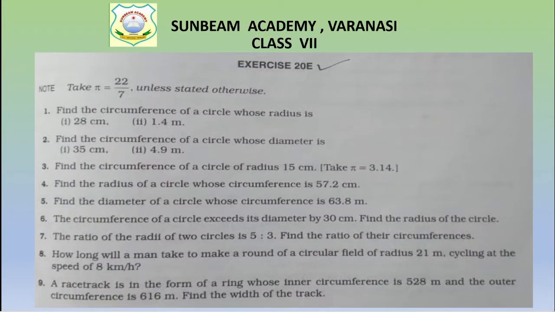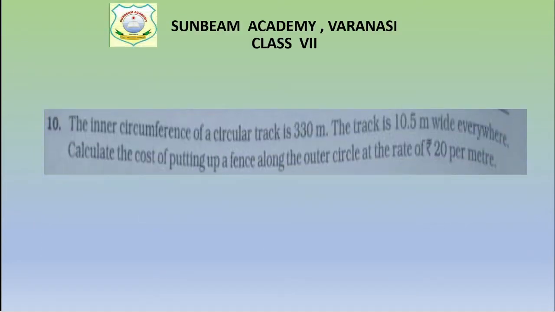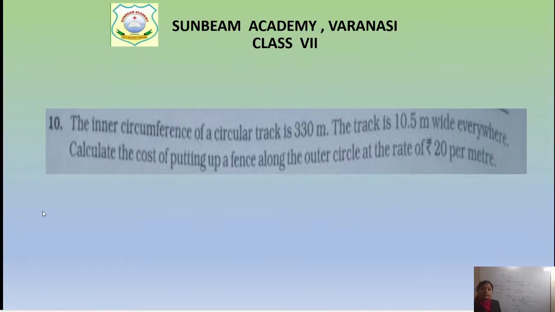Next question is, what is next question? Let's see. It is question number 10. The inner circumference of a circular track is 330 meter. Inner circumference of a circular track is given.